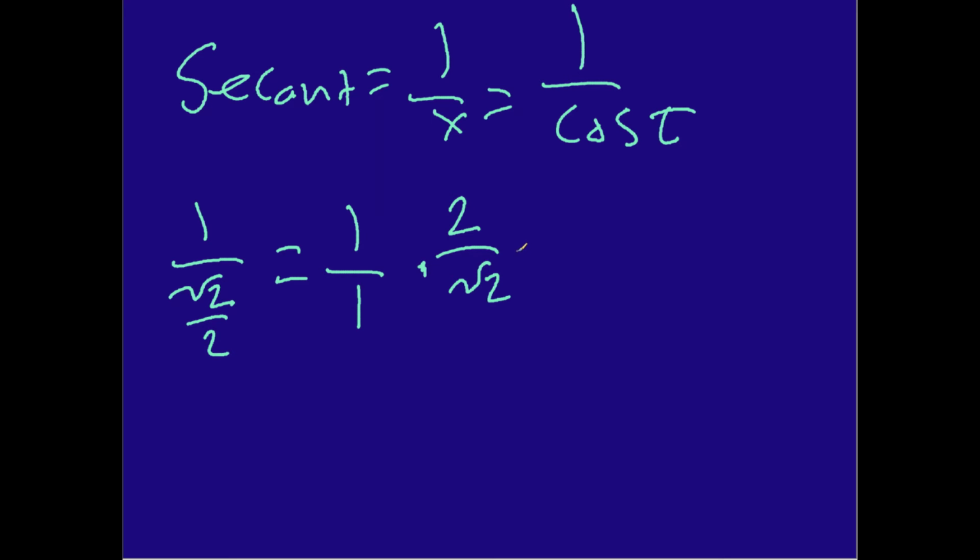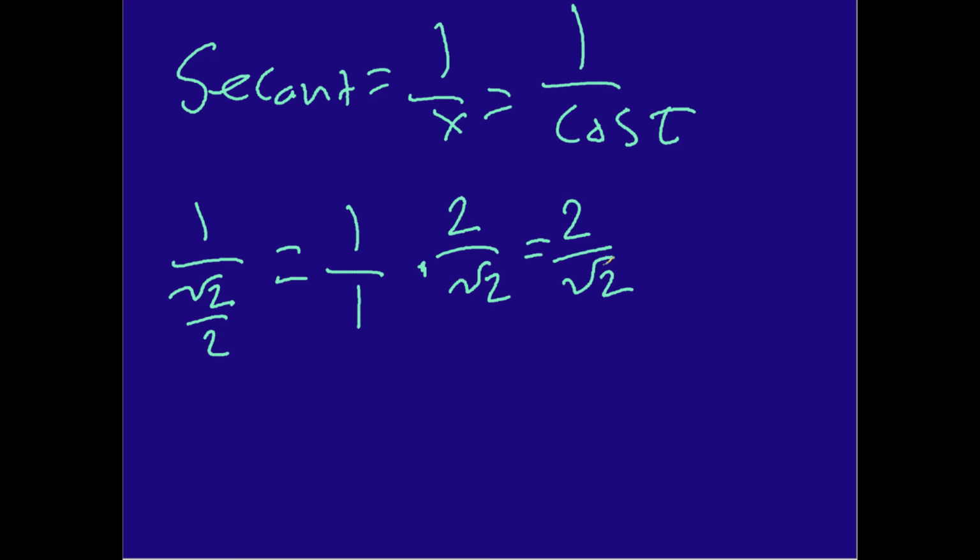You can kind of see where this is going. So let's see here. The cosecant, and so is that correct? No, secant. So you can kind of see what's going on here. You got 2 over the square root of 2.